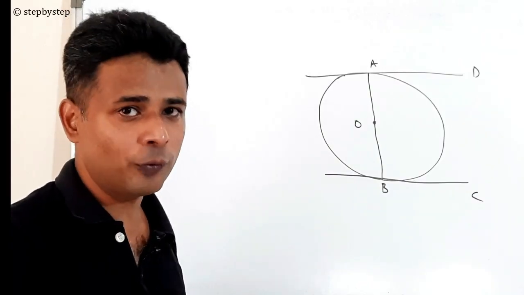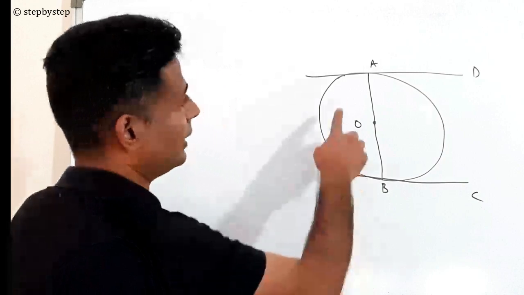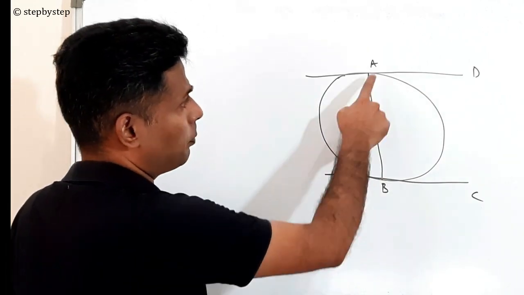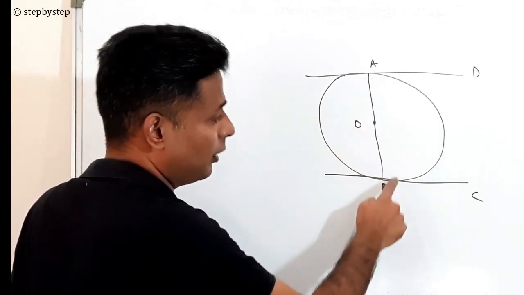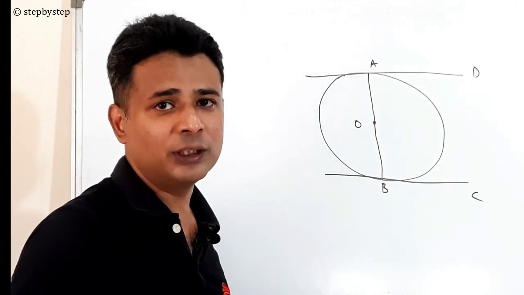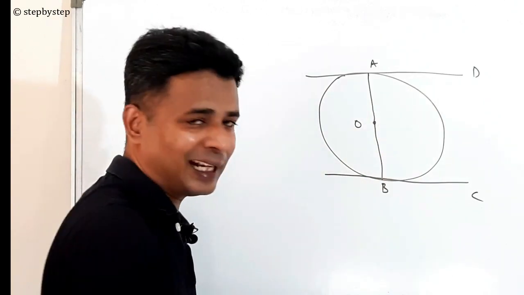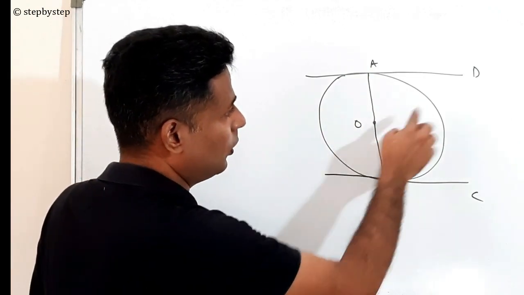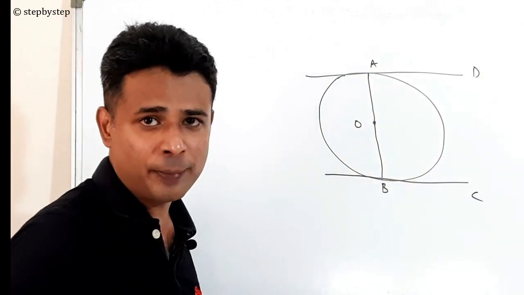Alright guys, now the fourth question tells you to prove that tangents at the end of a diameter, so tangents created at the end of a diameter, are parallel to each other. So you have to prove this line is parallel to this line. So I have drawn this figure. Let the diameter be AB, center is O, and let this point be D and let this point be C.